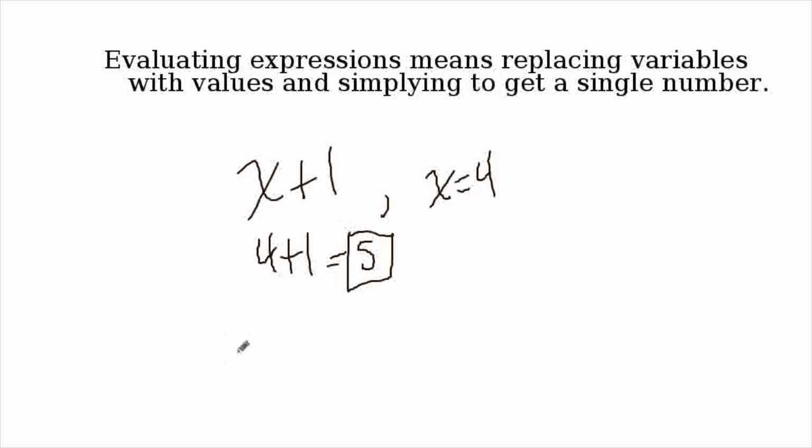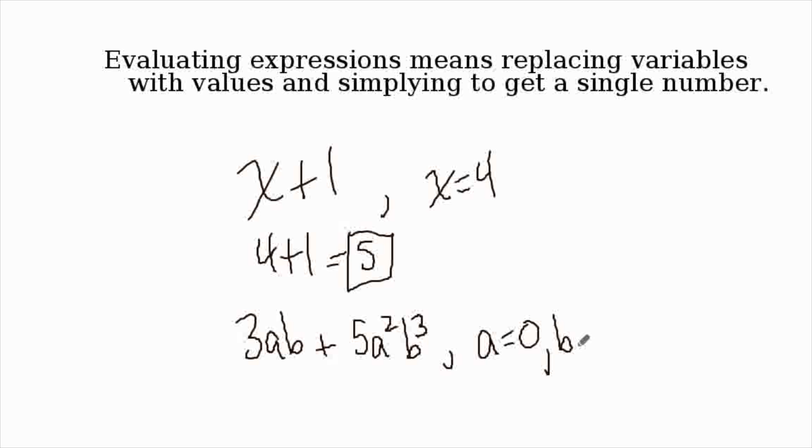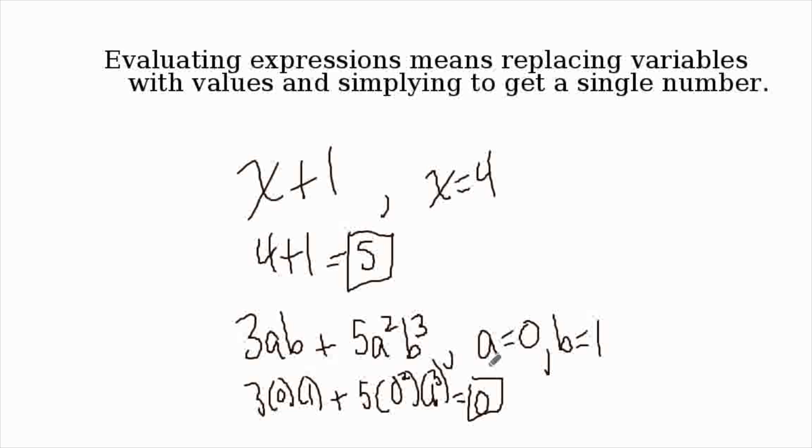You can have more than one variable. For example, 3ab plus 5a squared b cubed. Let's evaluate that with a equal to 0 and b equal to 1. So 3 times 0 multiplied by 1 plus 5 times 0 squared multiplied by 1 cubed, and that gives 0. That's valid. That's all I'm going to say about evaluating expressions.